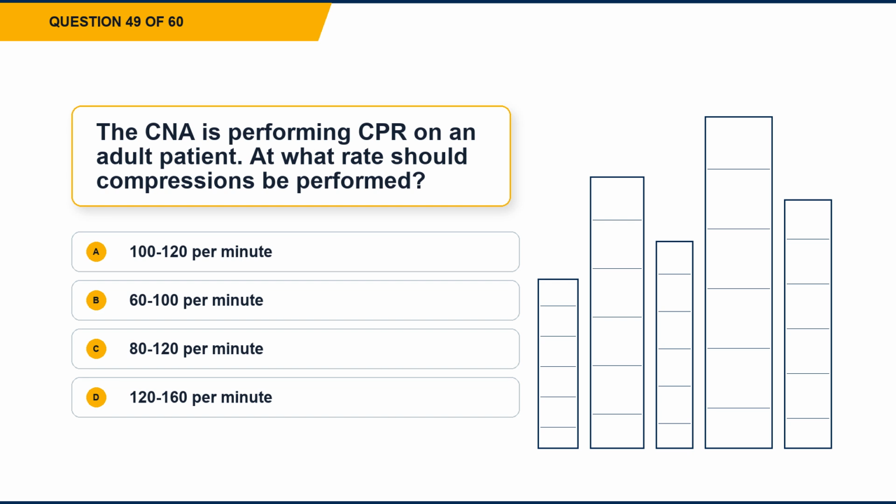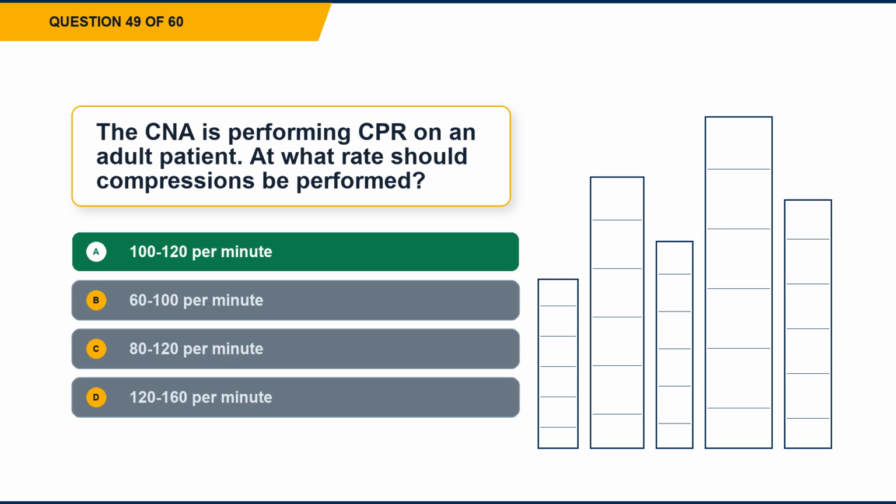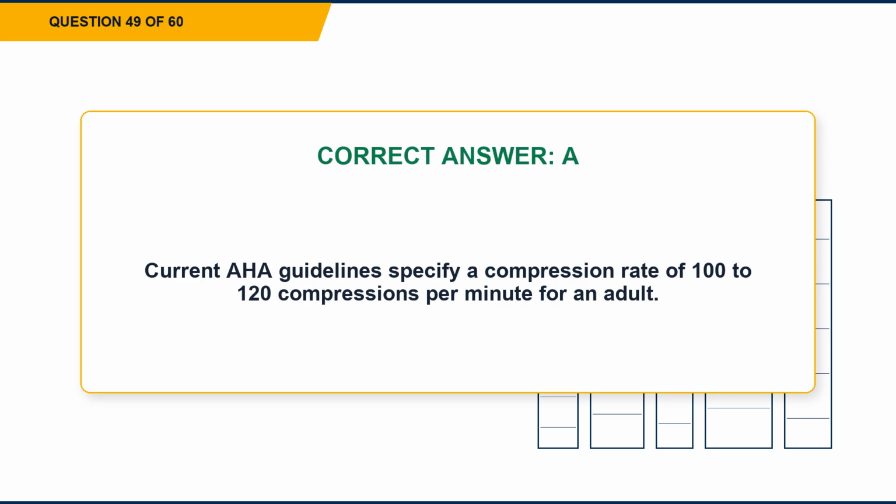Question 49. The CNA is performing CPR on an adult patient. At what rate should compressions be performed? Option A. 100-120 per minute. Option B. 60-100 per minute. Option C. 80-120 per minute. Option D. 120-160 per minute. The correct answer is option A. 100-120 per minute. Explanation. Current AHA guidelines specify a compression rate of 100 to 120 compressions per minute for an adult.